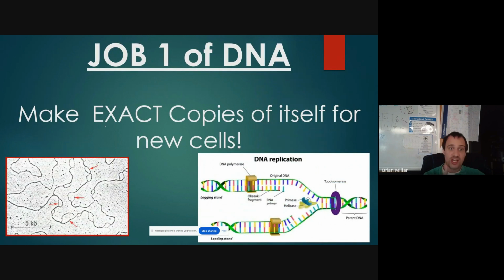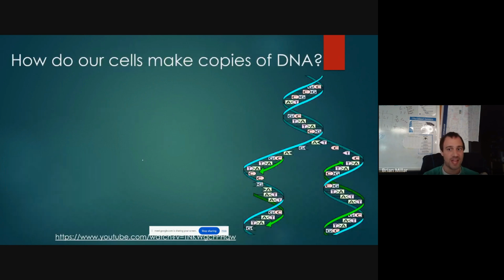So the first job that we're going to talk about with DNA is that it makes exact copies of itself. We talked about mitosis a while ago. In order to split into 2 new cells, it needs to make a copy. That's the first job of DNA, make that copy. You can see in the picture here how it's starting to split off, making copies in a whole bunch of different locations. How that works, 3 steps to make those copies.